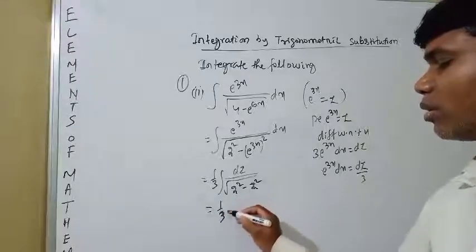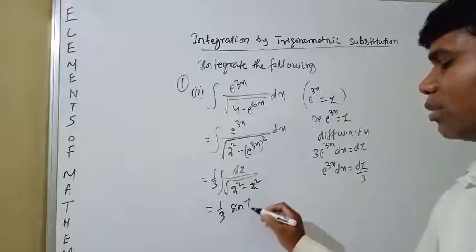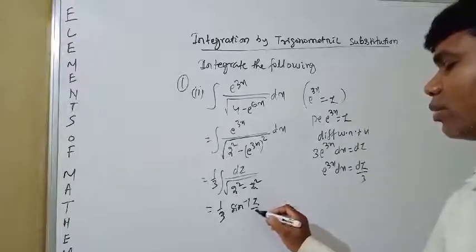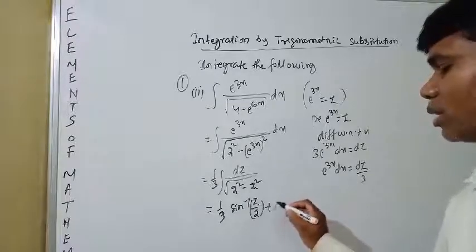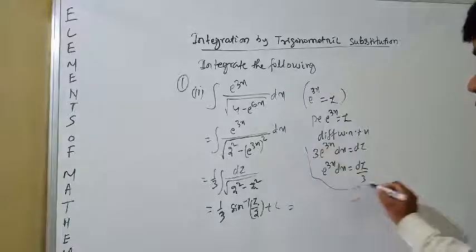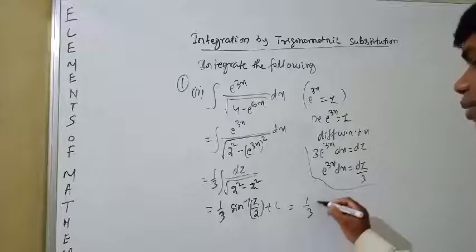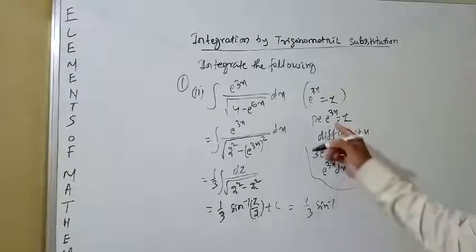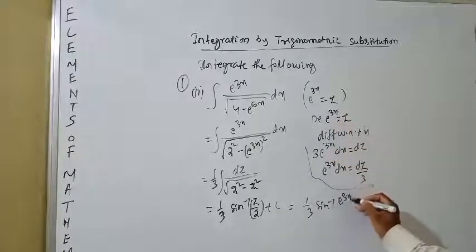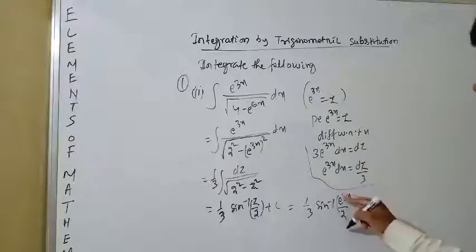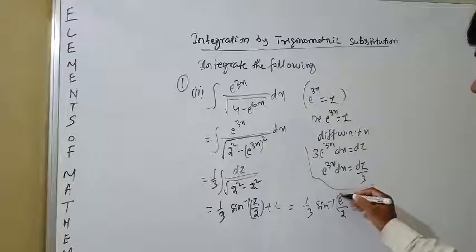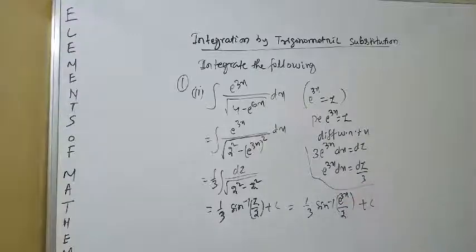This is equal to 1 by 3. The formula you know: sin inverse x by a, that is z by 2, plus c. That is 1 by 3 sin inverse z, and z is how much? e to the power 3x, I have taken. So e to the power 3x by 2 plus c. Pause the video, note it down.